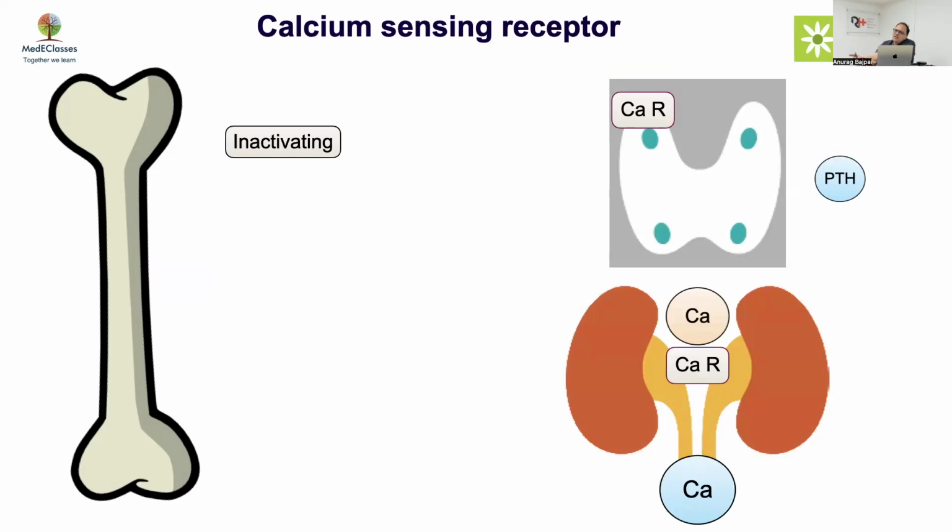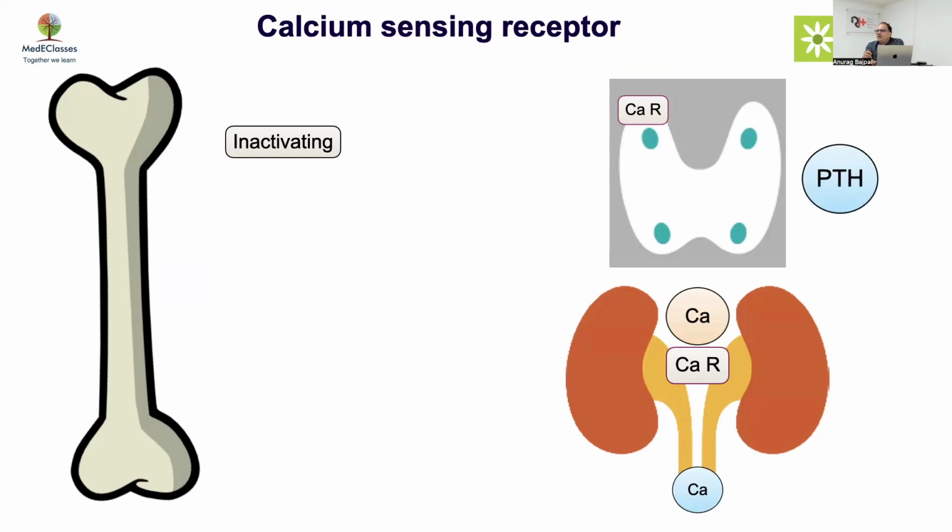So if you have an inactivating mutation, Nimisha, what will happen? Calcium will not be detected. Yes, there will be hypercalcemia, and your PTH will become more. You will have hypercalcemia with hypocalciuria. So this combination in endocrinology is always important: high blood, low urine. This is classically not fitting the picture, a calcium sensing receptor defect.